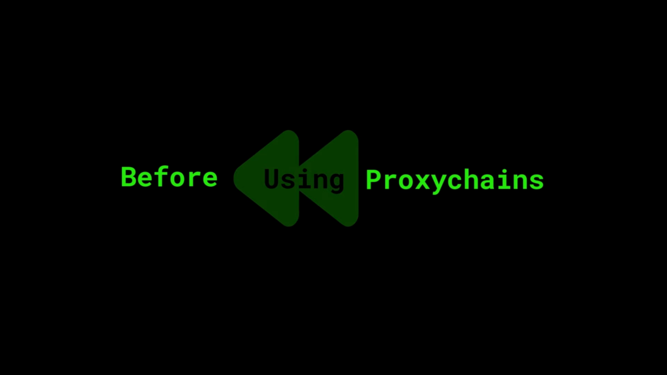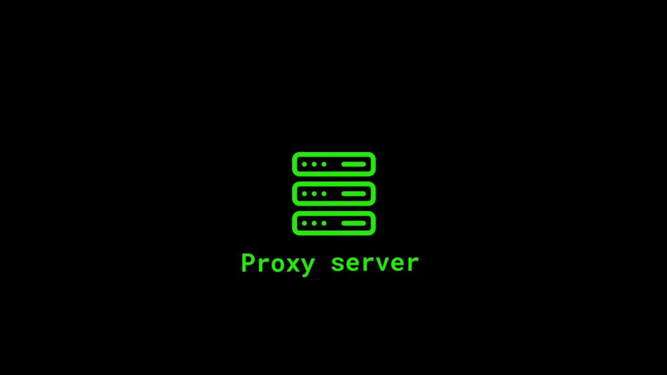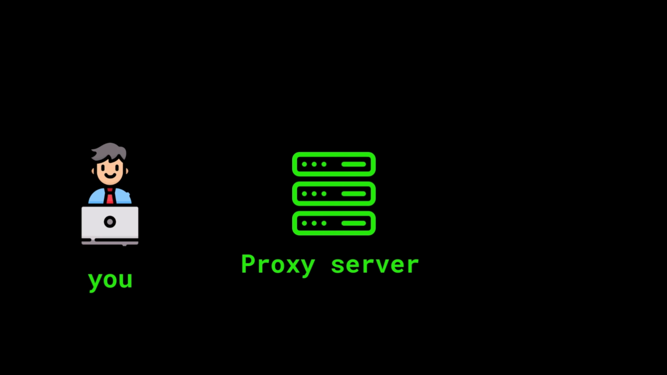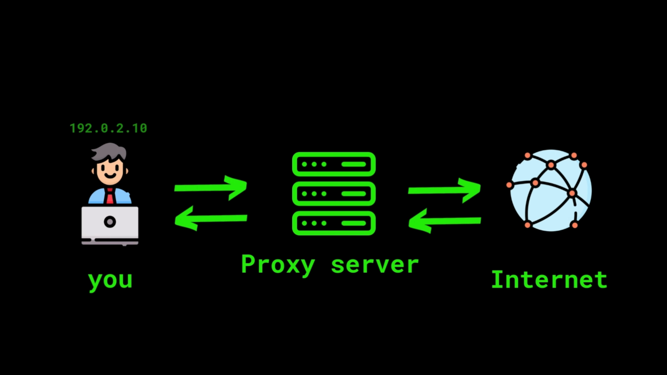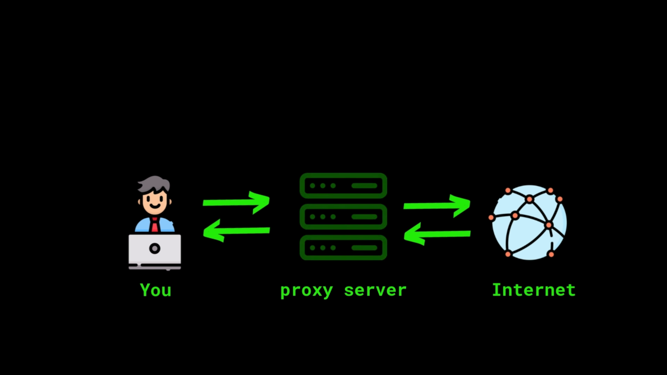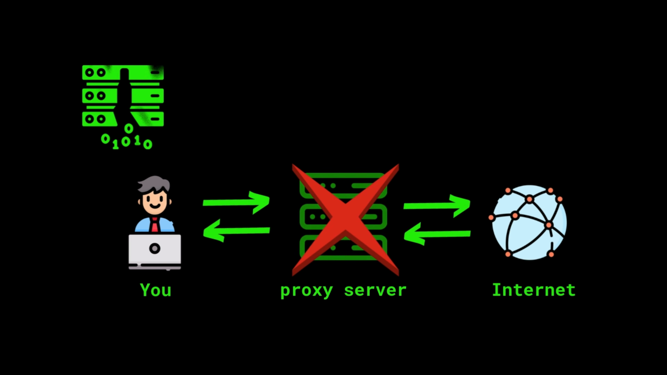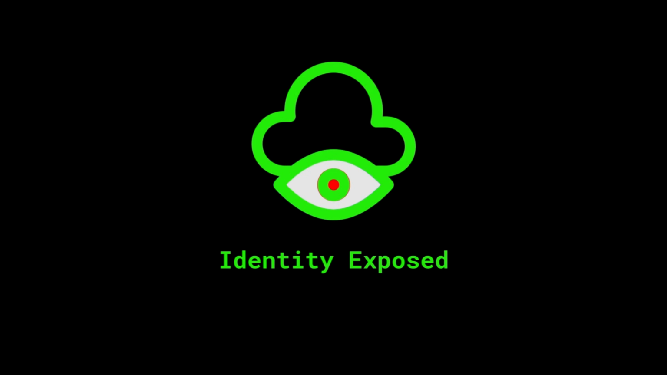Before using ProxyChains, let's quickly understand what a proxy is. A proxy is an intermediate server between you and the internet. It forwards all your internet traffic for you. So instead of your real IP reaching the website, it only sees the proxy's IP. But here is the thing, using just one proxy is risky. If it leaks, fails or gets detected, your real identity is exposed.